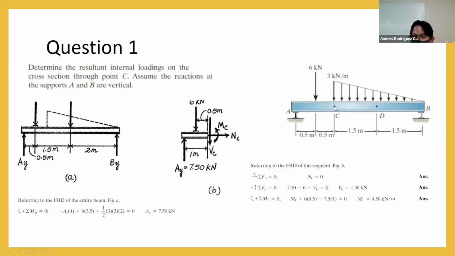So we can obtain the summation of the moments in C that is going to be equal to 0. So we are going to have a force here and a force here that is going to give us the moment in C. So we got the moment in C that we don't know.